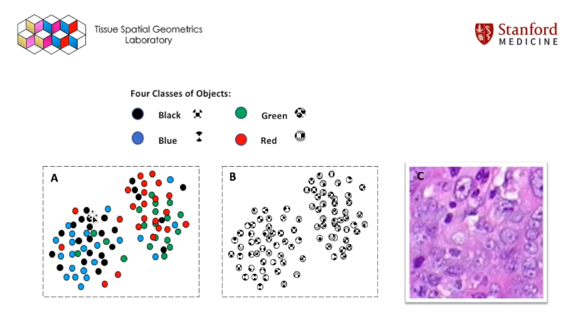So here, if you look at panel A, here is a distribution of 4 types of dots. You have black, blue, green, and red dots. And to the human eye, we can pick out that the blue dots tend to be near the black dots and that the red dots tend to be near the green dots. And yet these 4 categories are separated from each other by this space in the middle.